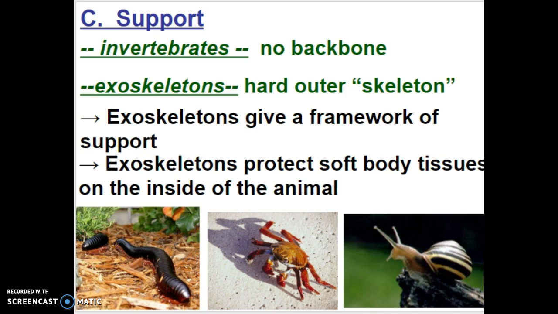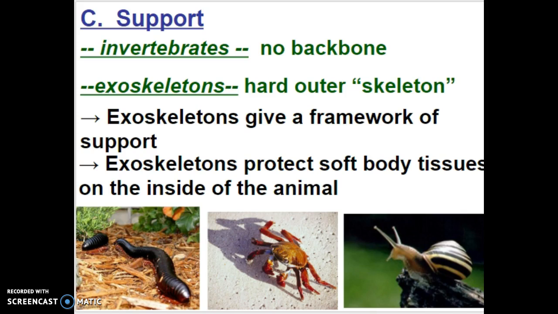Support, as far as a skeletal system. There are two general groups of animals. We have the invertebrates with no backbone. Some examples of invertebrates with no backbone would be things like jellyfish and octopus.